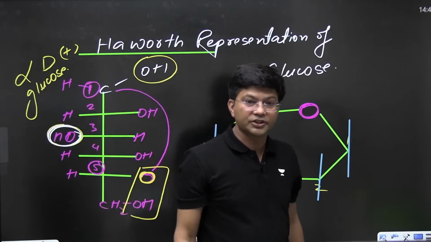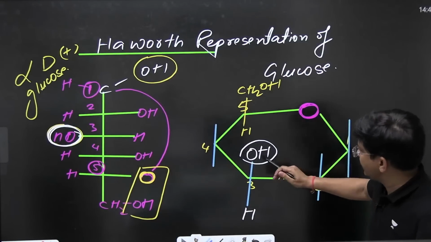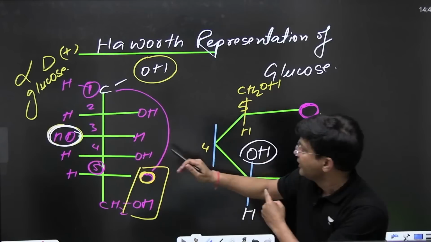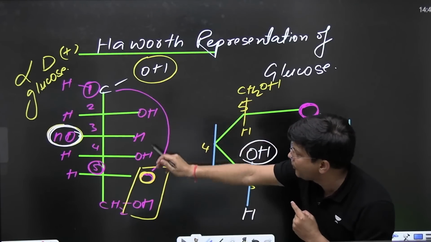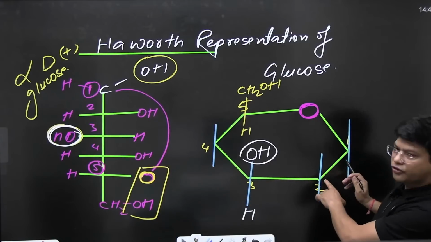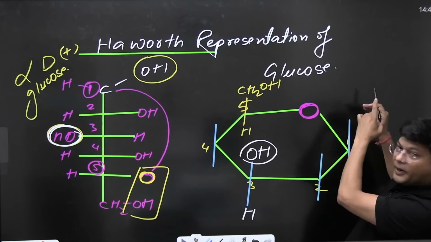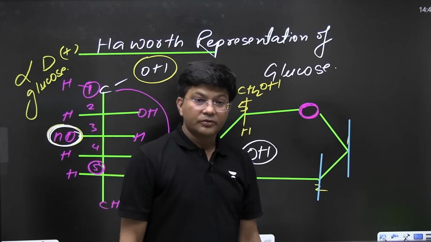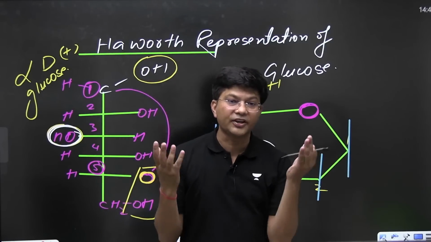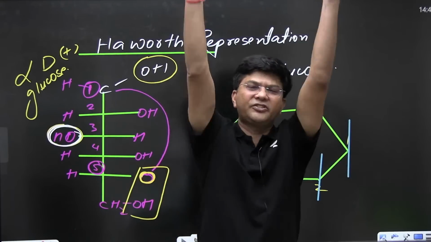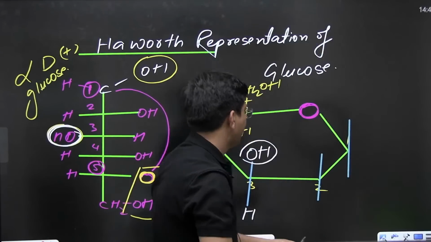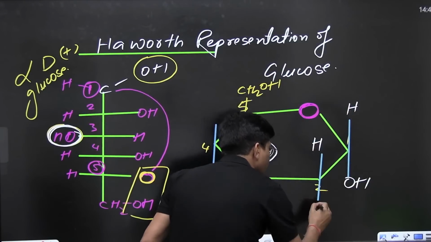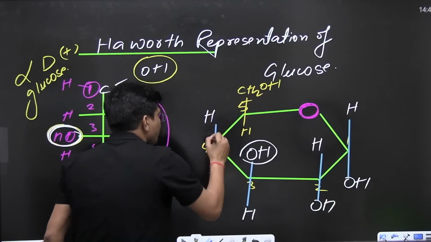Just let me know in the chat section. If this third carbon OH is going upward side, this was on the left hand side, then the rest of the other hydroxyl groups were on the right hand side. So will the rest of the hydroxyl groups be on the top side or the down side? Yes, my dear students, downward side, very good. So H, OH, H, OH, H, OH.